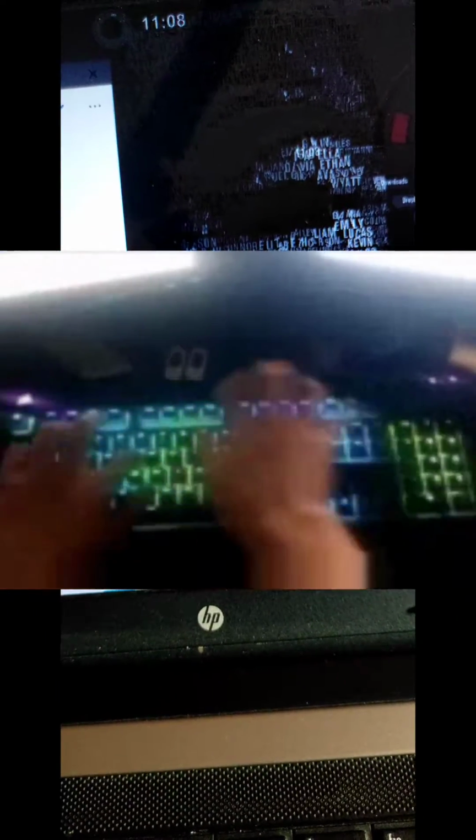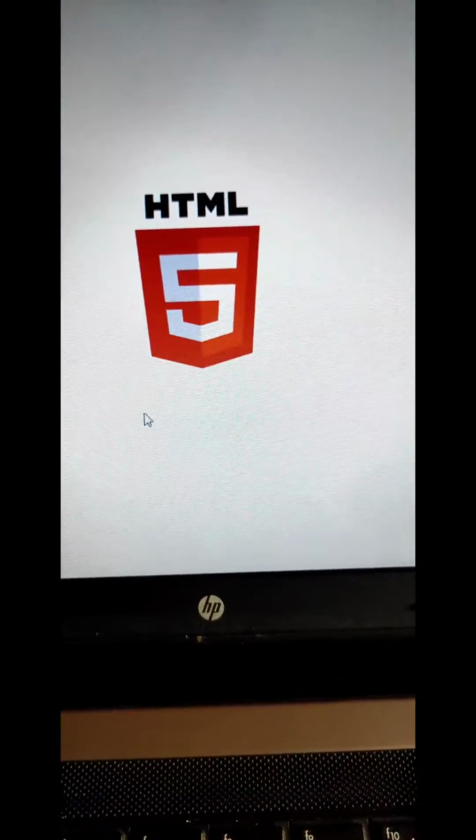Which programming language to learn hacking, and what are they used for? The first programming language is HTML. You can start with HTML. Its purpose is for web hacking.